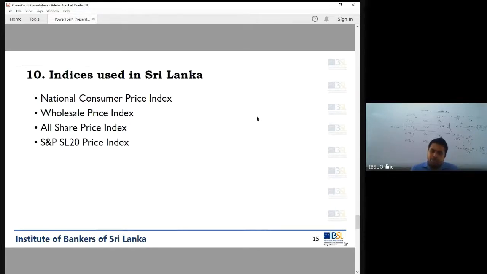So similar to these indices that you see for inflation, similar to indices that you see in the capital market, there could be many more hundreds of different indices calculated in this country.